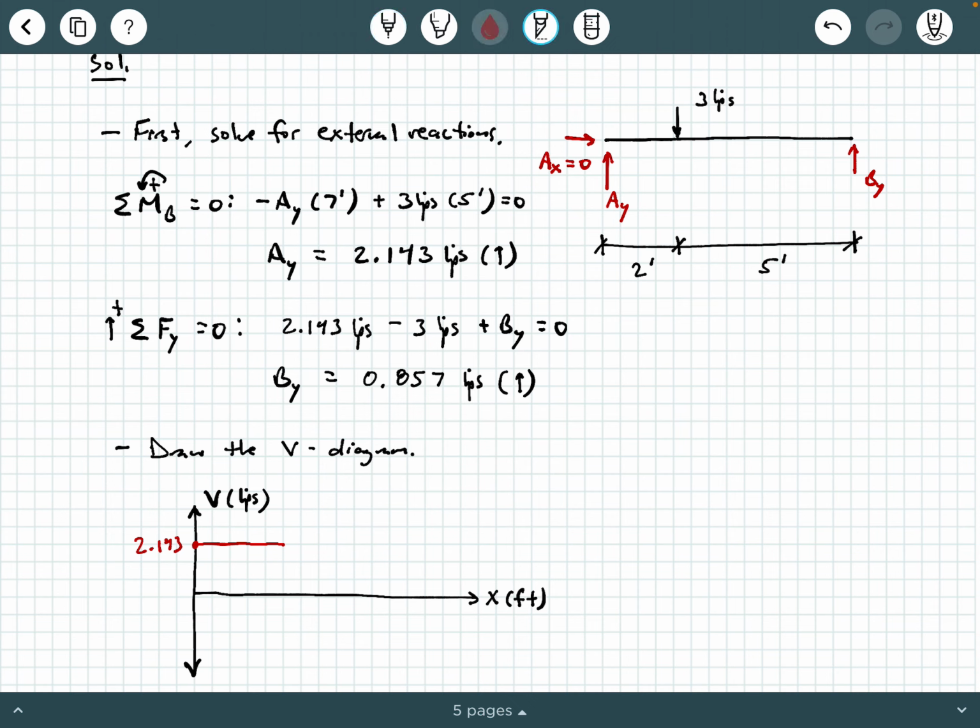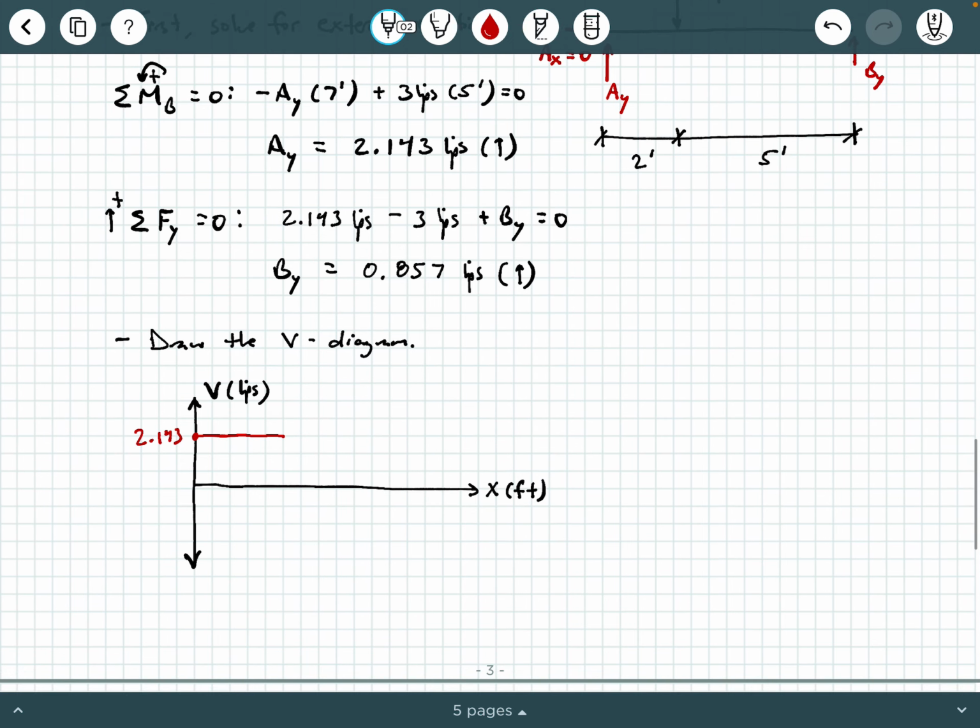And then the next thing I encounter is 3 kips, okay? And that's occurring right at that 2 foot mark. So what I'm going to do next is I'm going to drop down by 3 kips in my shear diagram. So right now, if you notice, I'm at 2.143, and then what I'm going to do is I'm going to say 2.143 minus 3 kips. Again, the 3 kips is pointing down. So in my diagram, what's that going to do? Well, that's going to drop me down to, you guessed it, negative 0.857 kips, okay? And of course, that's going to be a negative value, right? Because you said 2.143 minus 3.